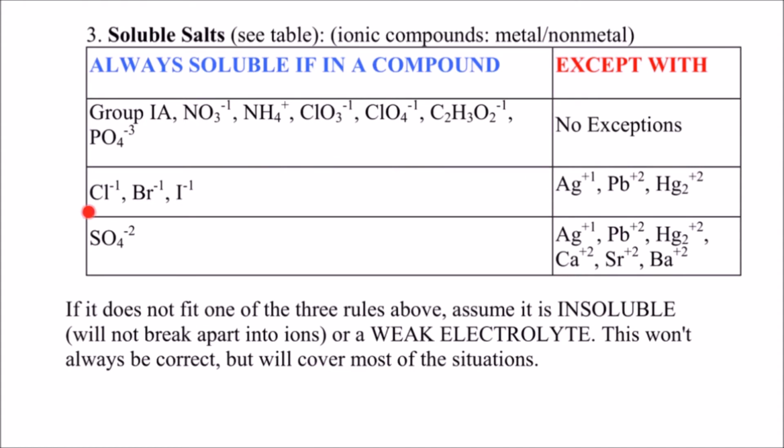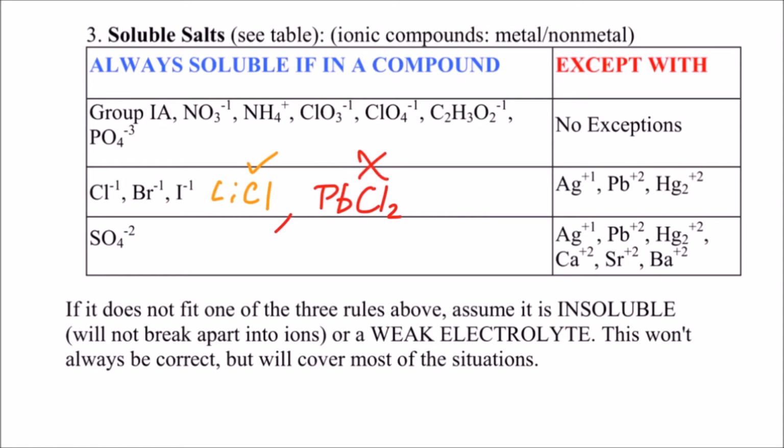If they have chlorine, bromine, or iodine as the nonmetal or the anion, then they will always be soluble unless you pair them up with silver, lead, or mercury 2. So here's an example of that. If we did lithium chloride, it would be soluble because anything that's attached to chlorine is soluble unless it's one of those three. Plus lithium is in group 1A, so that falls back to this rule here.